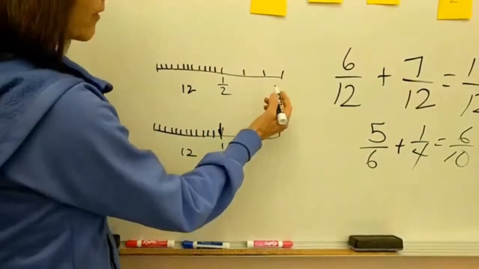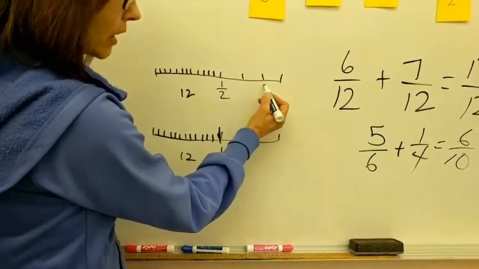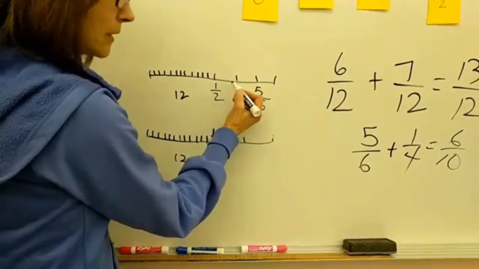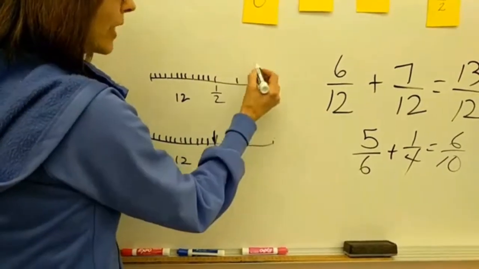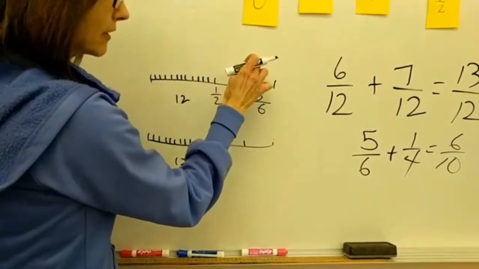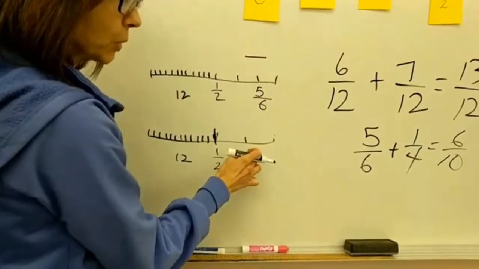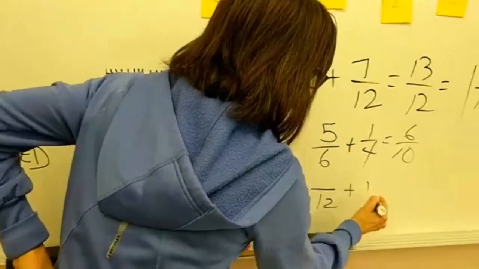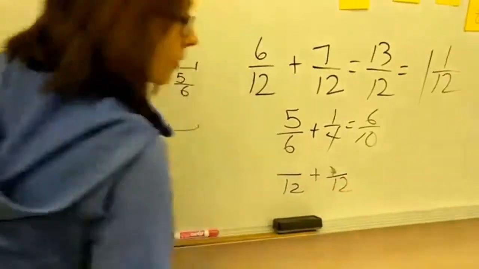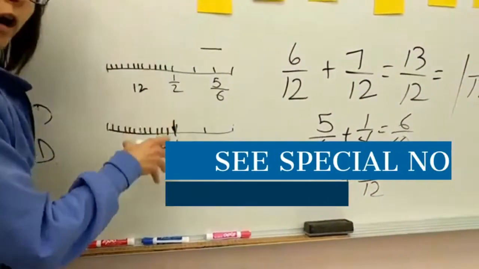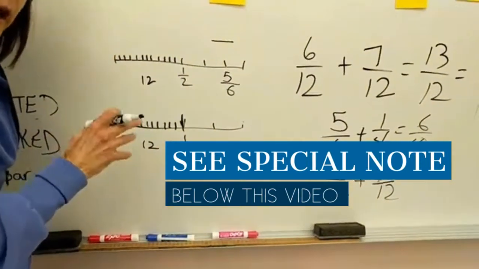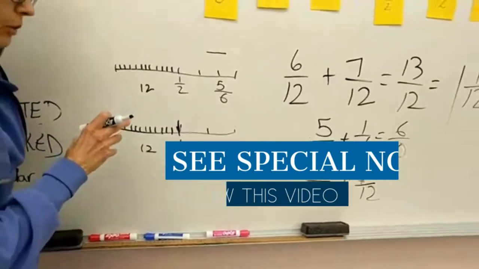So then you think, okay, well, if 5/6 is here, I need to continue to give the same number of tick marks for each. So then they can convert this to 12ths and this to 12ths, so they have a common denominator, 12. Do you see that? Yeah, I do. So the number line model is amazing for kids to be able to understand and do and see.